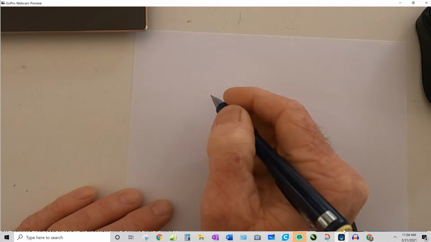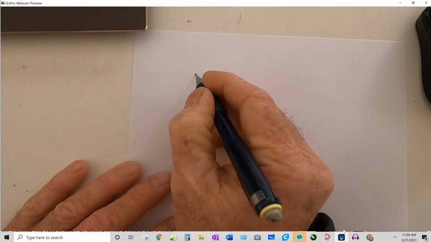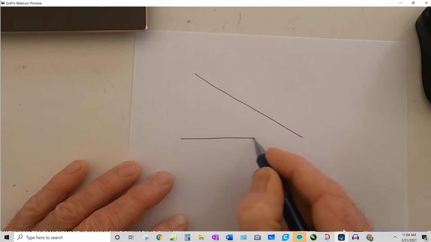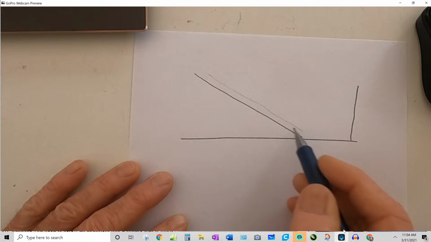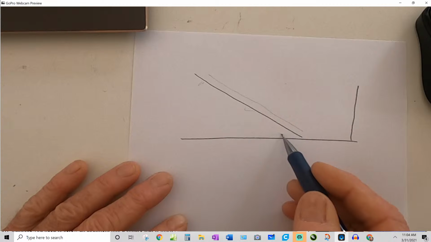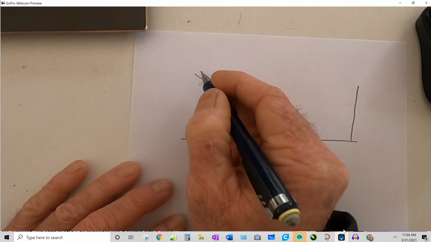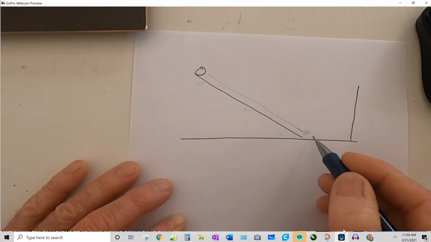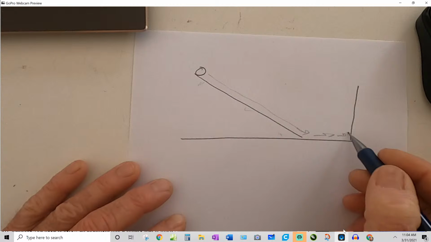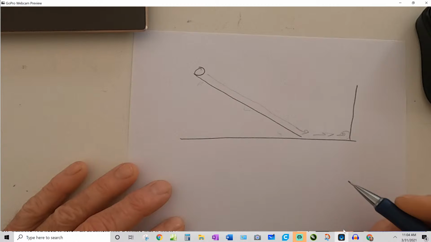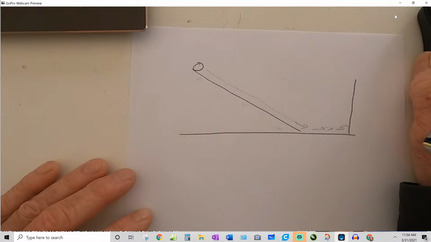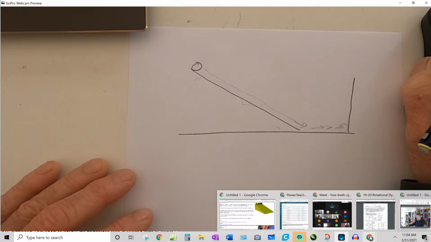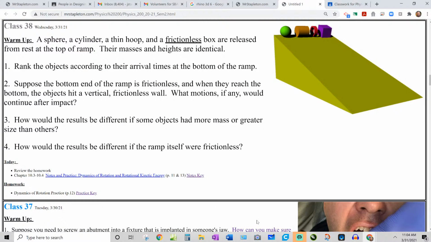What I mean by that is, here's the ramp, here's the ground, here's the wall. So all the objects come down the ramp, which does have friction, except for the box. And then they get to the bottom, and if we're talking about the sphere, it's going to roll here, and then it's going to hit the wall. It's just going to stop there. Let's assume that it stops. It doesn't bounce back. So I think the question there is, what motions, if any, would continue after impact?